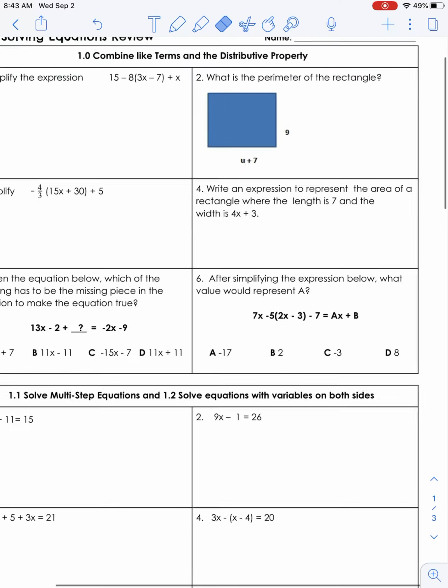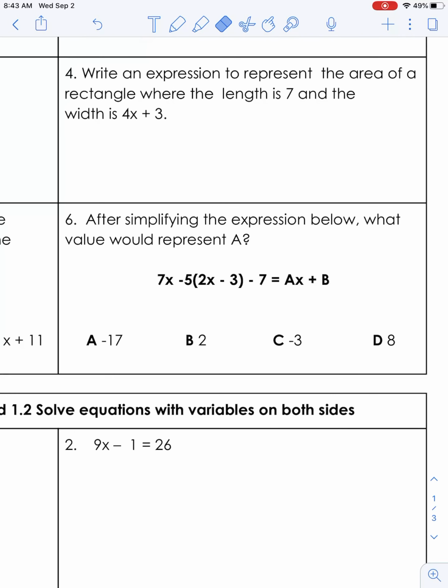Number 6. After simplifying the expression below, what value would represent a? So if you're looking at this equation where a is the number with x. So all I'm going to do to the left side of the equation is simplify. So distribute, anytime you see those parentheses, distribute. Negative 5 times 2x is negative 10x. Negative 5 times negative 3 is positive 15. And then bring down your negative 7.